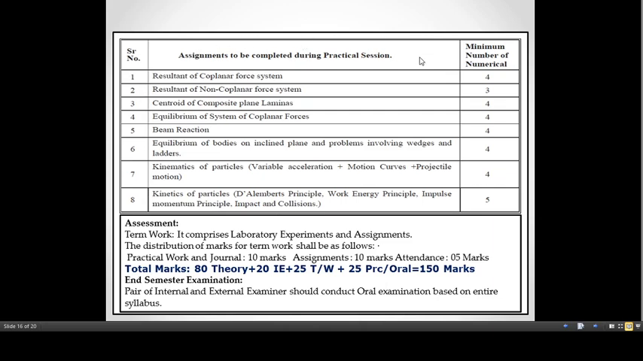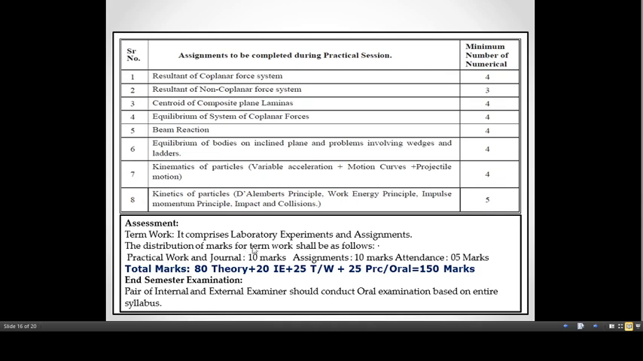What about this one? It is nothing but the list of all the assignments given here. On every topic we are going to give 3 to 4 problems, and you are supposed to submit them after completion of the assignment. So the term work part consists of laboratory experiments and assignments.